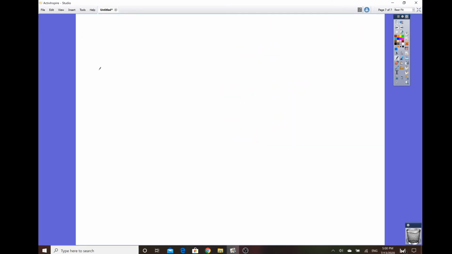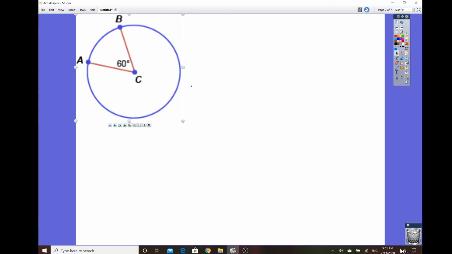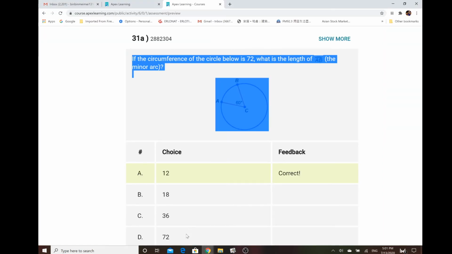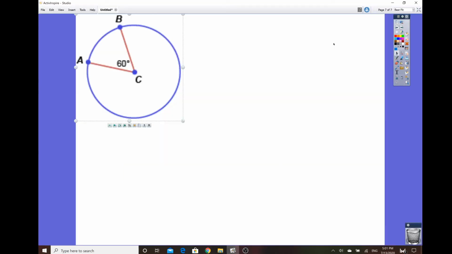Okay, so 31. Let's take a look at that and see what the problem is. If the circumference of the circle is 72, what's the length of arc AB? This one is kind of like proportionality. The circumference is the measure of the entire circle, so the total arc length is 72.